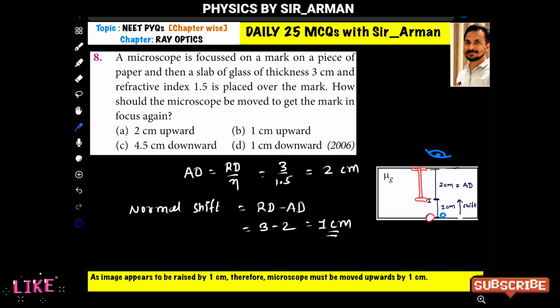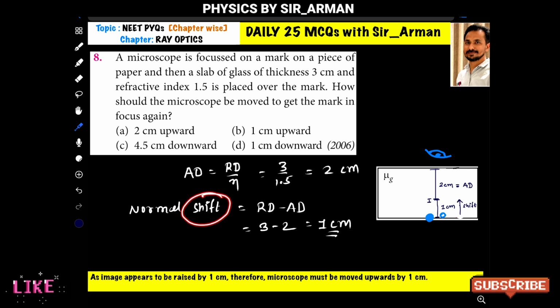So it is observed 1 cm shifted because the total depth, that is the real depth, is 3 cm. But we are observing it at a distance of 2 cm. Means the ink dot is shifted by 1 cm. Okay, upward. So we have to shift the microscope by 1 cm upward, to make it focus again.